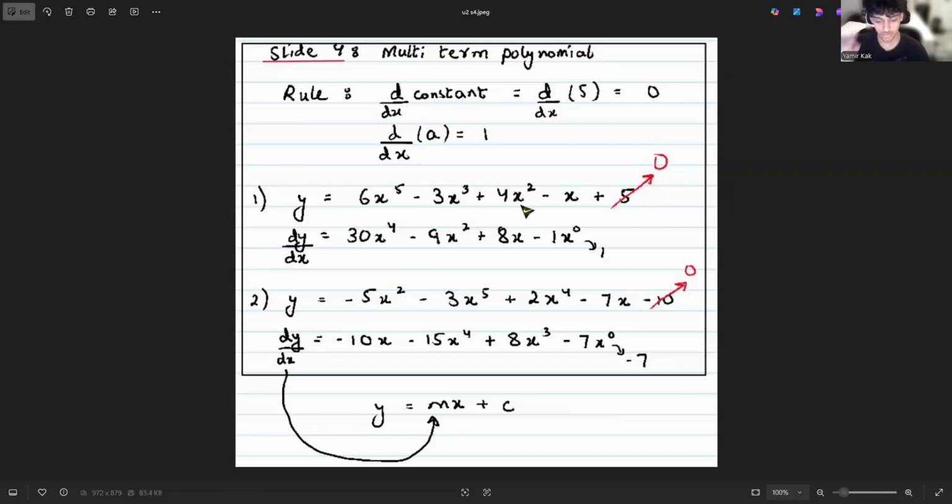Again, for 4x squared, we would do 4 times 2, times x to the power of 2 minus 1. That becomes 8x to the power of 1, or just 8x. So this is pretty simple, right? We're just using the power rule here.